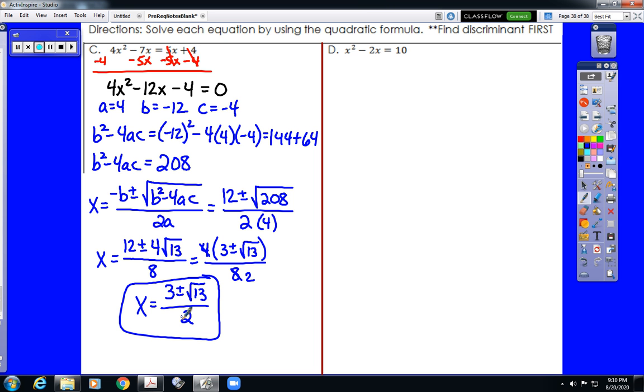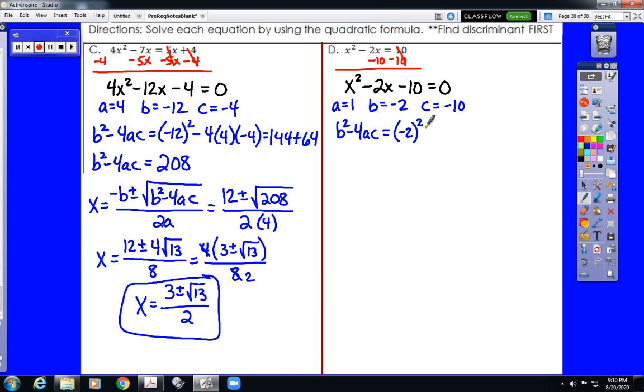Let's do another one. On letter D, we need to move the 10 so that we're in the right format. That would give us the equation x squared minus 2x minus 10 equals 0. Okay, so that's in the right format. A is 1, b is negative 2, c is negative 10. We do the discriminant, b squared minus 4ac. That'd be negative 2 squared minus 4 times 1 times negative 10, or 4 plus 40. So the value of the discriminant, b squared minus 4ac, is 44.